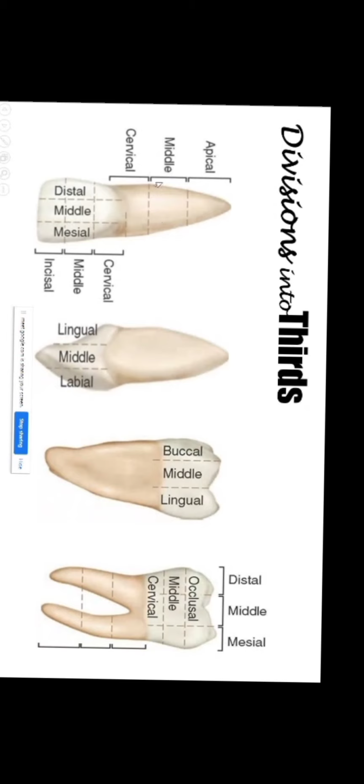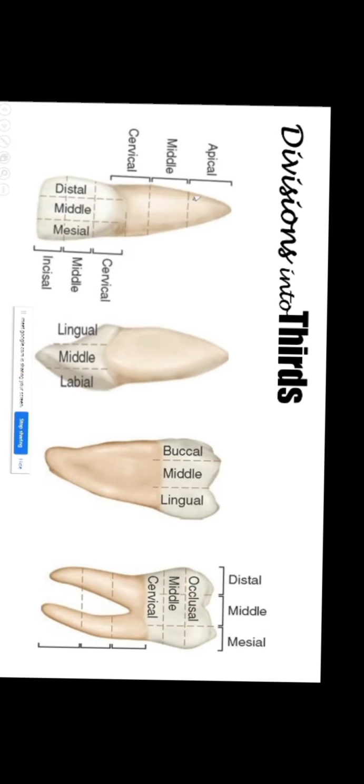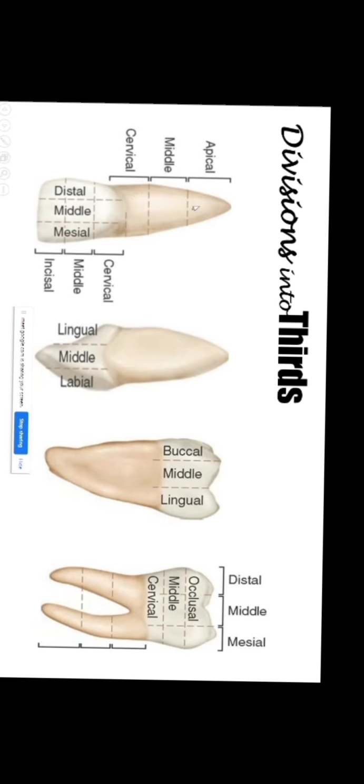You can divide it in several ways, cervico-apically or mesiodistally. Focus on the tooth: you have the cervical third, the middle third, and the apical third. Cervical meaning neck. This is the neck part of the tooth, the same as the crown, the cervical, where the CEJ is. Then you have the middle third and the apical third.